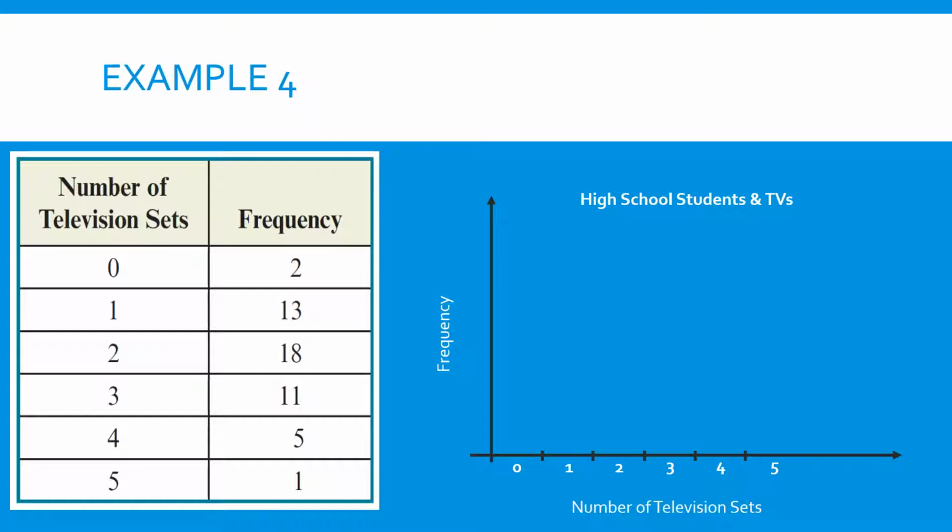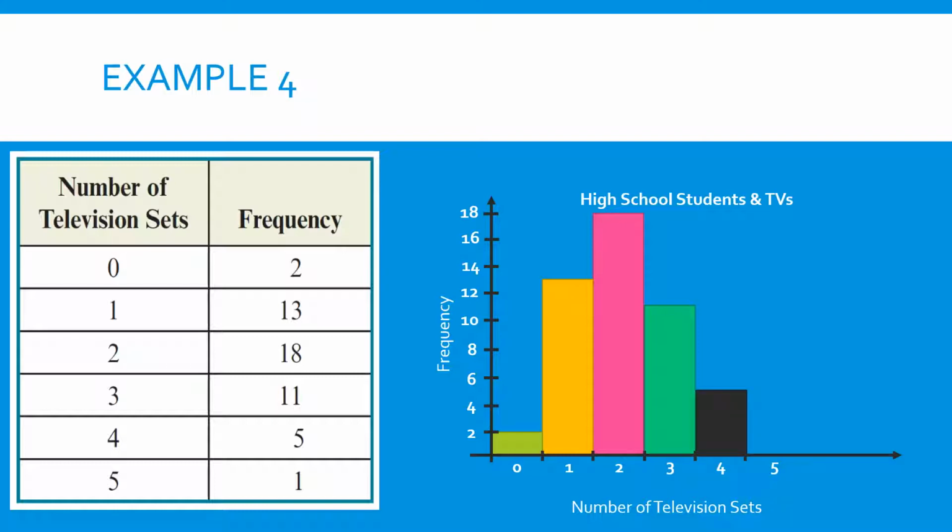So let's see, our first bar for people that have 0 TV sets in their house, the frequency is 2. I need to go ahead and label my tick marks before I start drawing my bars, so let me do that. All right, so I went 2 to 18, counted by 2s. So my first bar has a height of 2. My next bar for 1 television set, that's 13. My next bar for 2 television sets is 18. And then for 3 TV sets, it's 11. And then 4 TV sets, it's 5. And then 5 TV sets was 1.